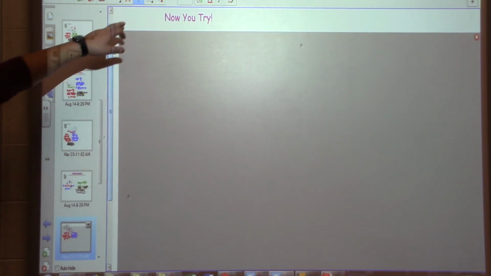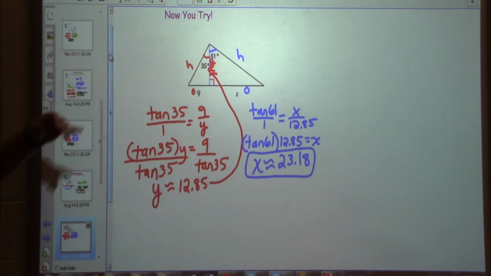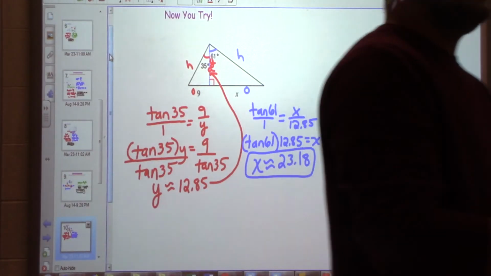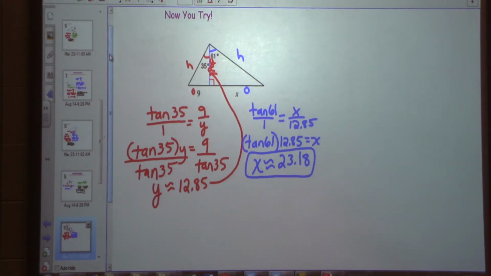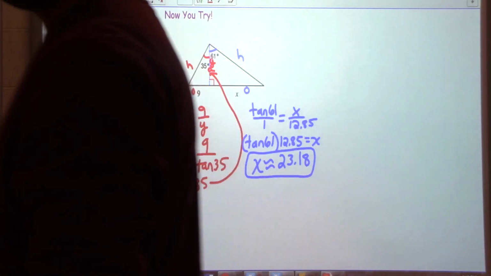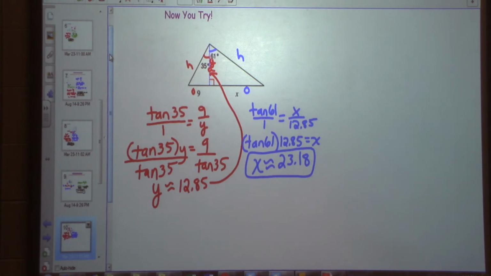Alright, if you finished, check your answer please. She got approximately 23.18. How'd we do? Finish it up, hurry up. We good? So we've done 3 different types of problems that are multiple step problems with trig now. We're going to add the 2, we're going to subtract, and we're going to find one side, find the third side. So, any questions on any of those?